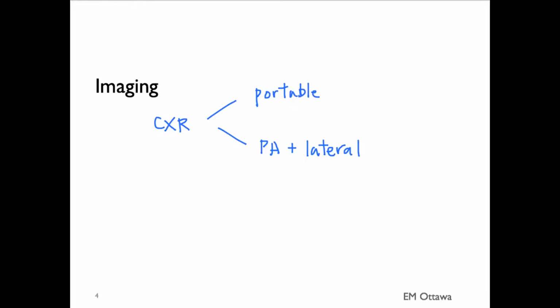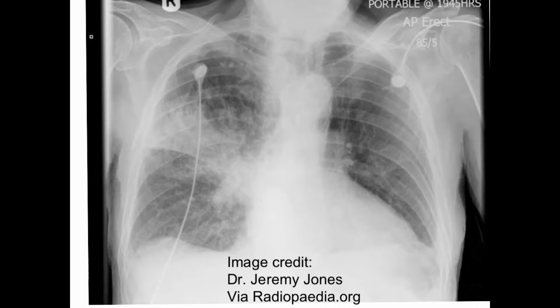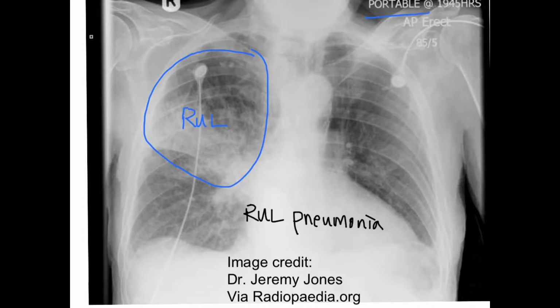Let's look at what an X-ray would look like in the patient with pneumonia. In this patient with a portable chest X-ray, could you tell where the infiltrate is? The infiltrate is on the right side of the lung, in the right upper lobe. This is typical of a right upper lobe pneumonia.